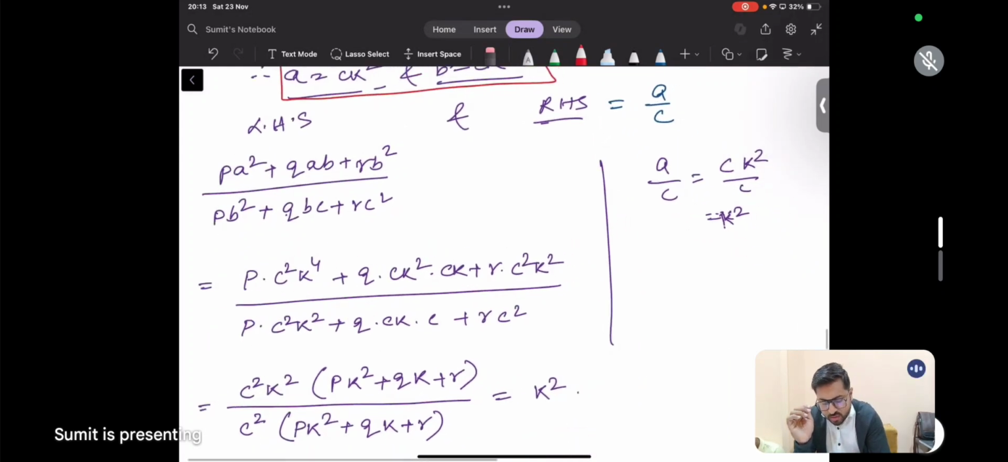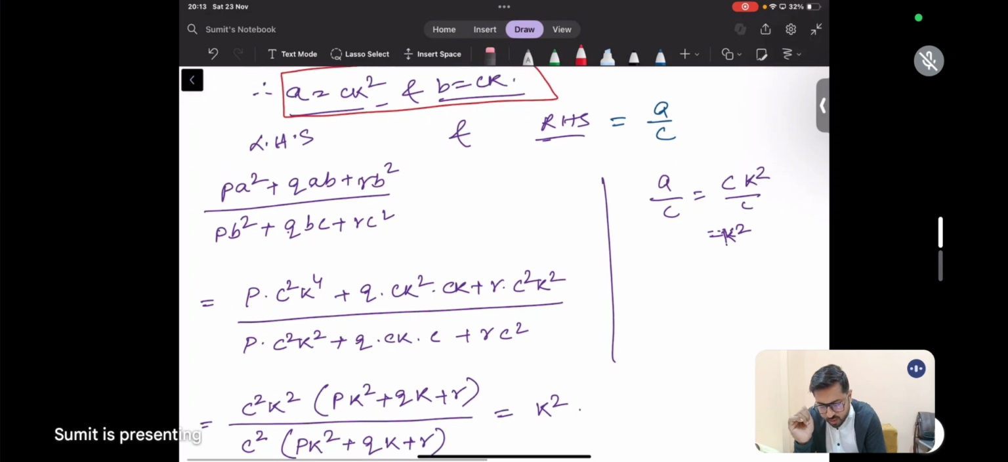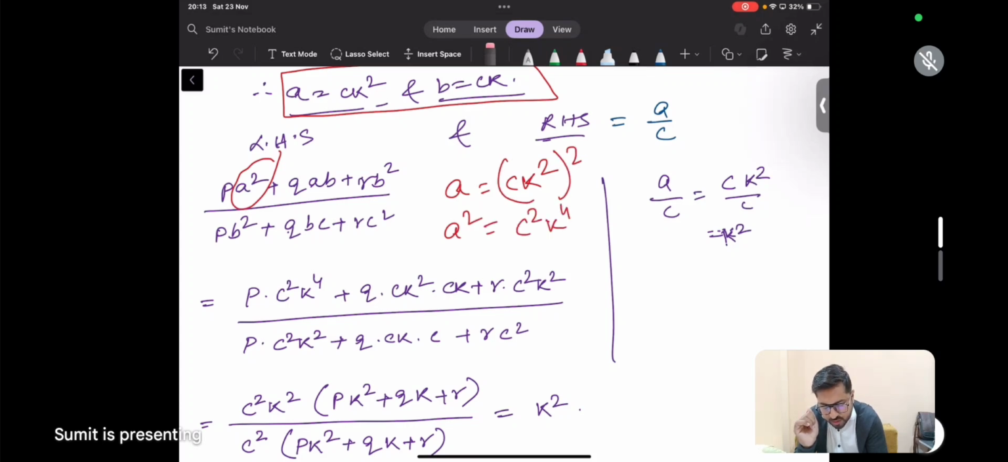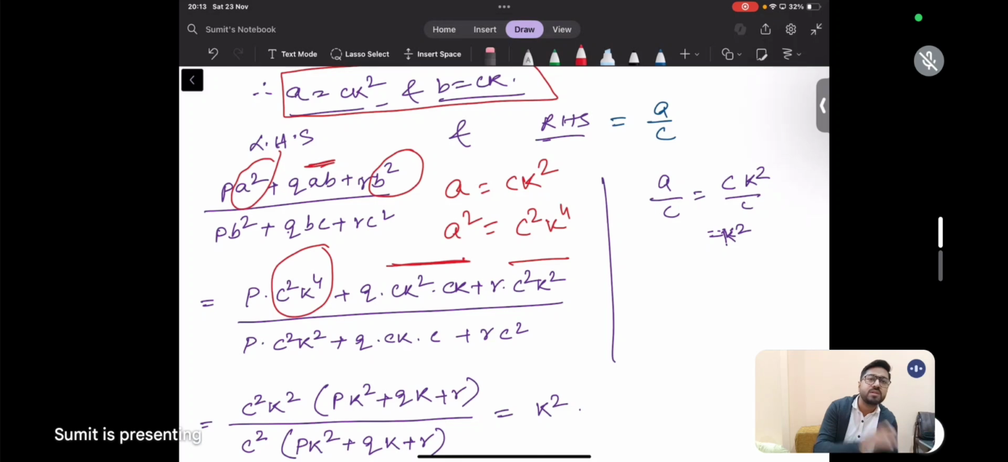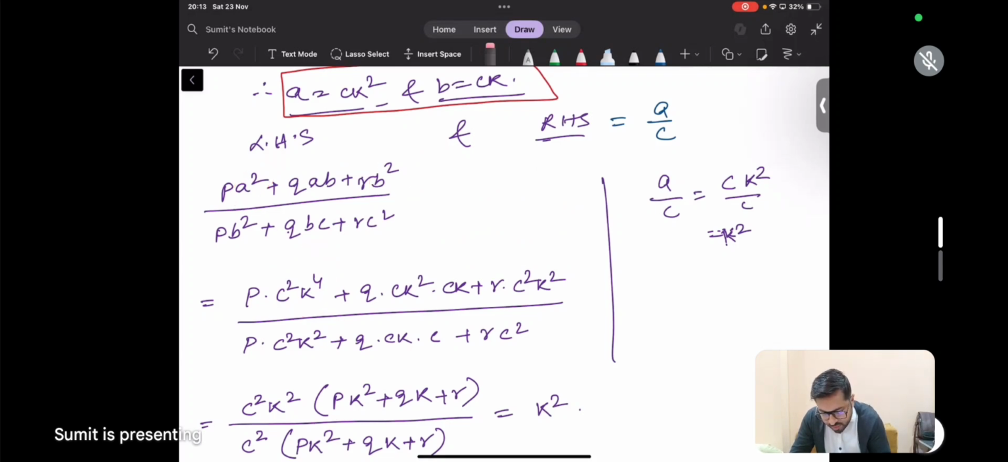Similarly, in the LHS, look at this a square. a equal to ck square, so what will a square be? If a is ck square, a square will be ck square whole square, that means c square k to the power 4, right? That has been put here. Similarly here also there are a and b; in place of a and b we put ck square and ck, and b square is replaced by c square k square. Only a and b will be replaced, c will be as it is.